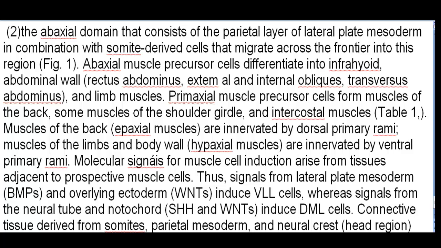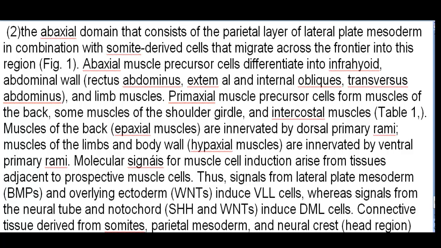Abaxial muscle precursor cells differentiate into infrahyoid, abdominal wall, rectus abdominis, external and internal obliques, transversus abdominis, and limb muscles. Paraxial muscle precursor cells form muscles of the back, some muscles of the shoulder girdle, and intercostal muscles, Table 1. Muscles of the back, epaxial muscles, are innervated by dorsal primary rami. Muscles of the limbs and body wall, hypaxial muscles, are innervated by ventral primary rami.